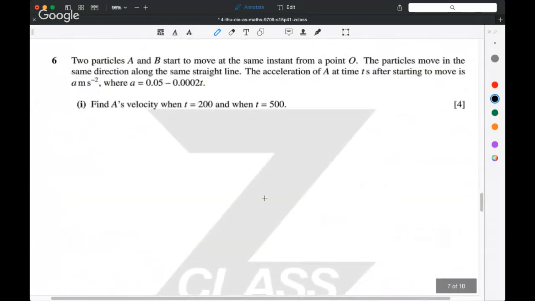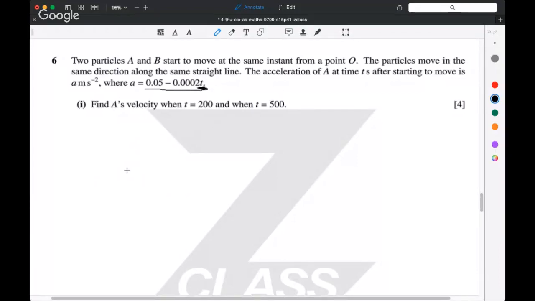Okay, question 6. So this is all about kinematics. So you're going to have to use the acceleration equations. And in fact, you're going to have to be careful because you can't use the constant acceleration equations, because as you can see, the acceleration is not constant. It depends on time.